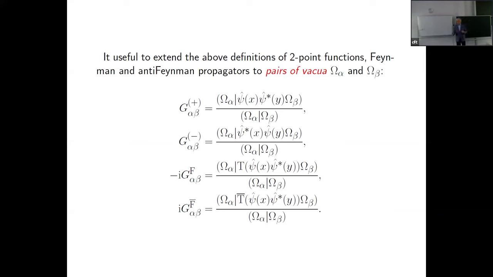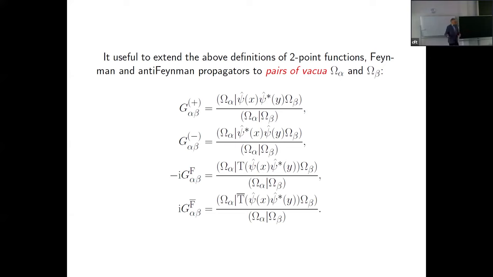You will see that it is useful to extend the above definition to pairs of vacua. Suppose you have two vacua. One will sit on the right, the other on the left, and then you can take the two-point functions, both usual two-point functions and time-ordered two-point functions, between the alpha vacuum and the beta vacuum. What is the reason for multiple vacua? Well, you will see. This is actually one of the main points, and it is not something that I just invented.